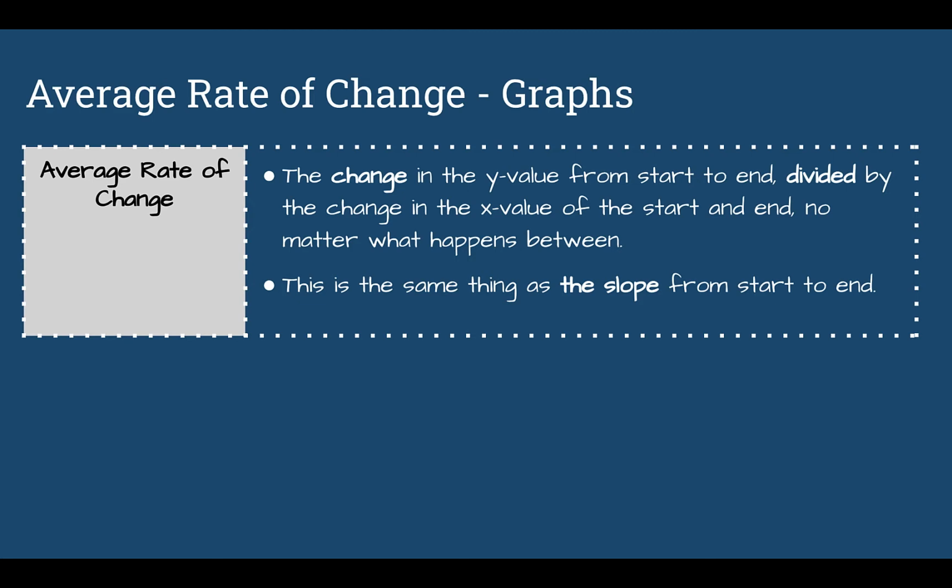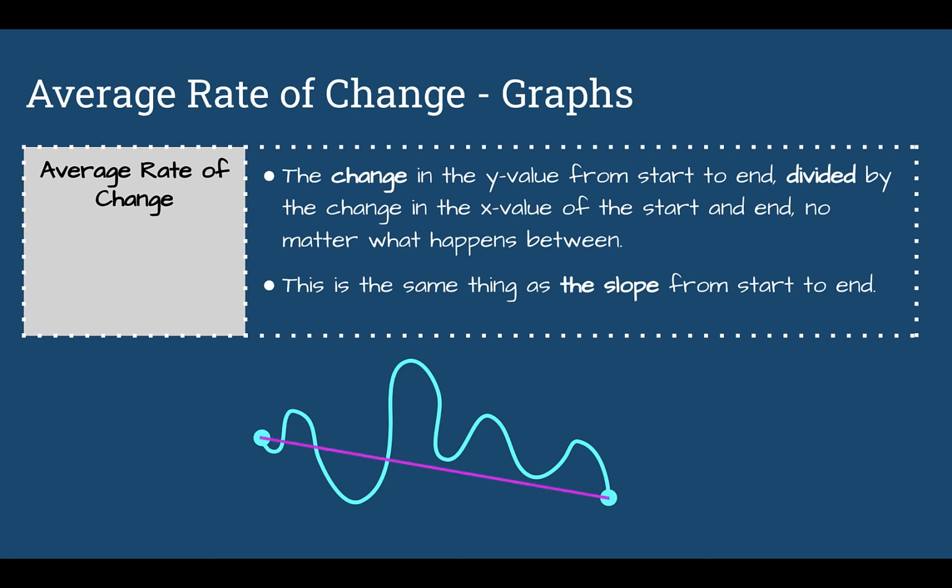Average rate of change is just the change in the y value from the start to the end divided by the change in the x value from the start to the end, no matter what happens in between. So if your function looked like this, there's a lot of change happening. It's going up and down like a roller coaster. The average rate of change only cares about where you start and where you end. So we would find the slope from the beginning to the end, no matter what happened in between.